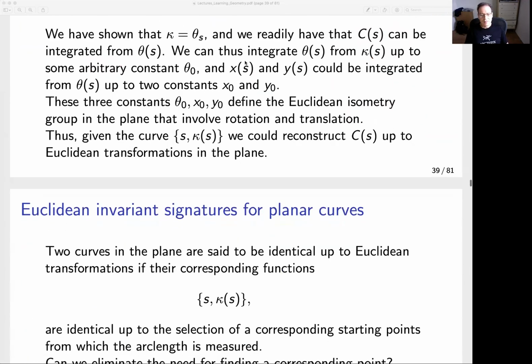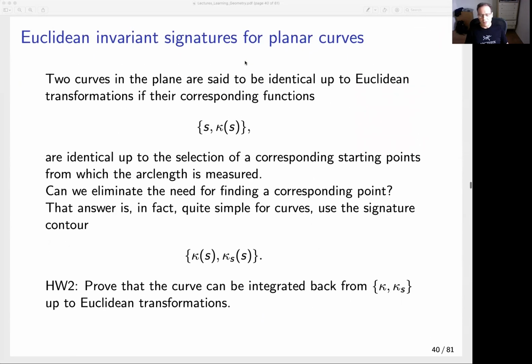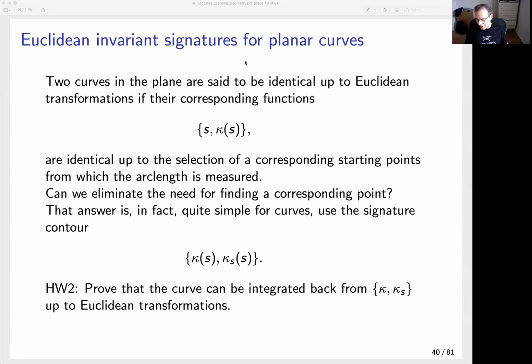Okay. So now remember what I told you. I told you that if you're looking at a planar curve, there is a way of looking at the signature for this planar curve. It would be the kappa as a function of s. And this curve is, as I rotate it and translate it, the curve would never change, okay? But I need to know the initial point.